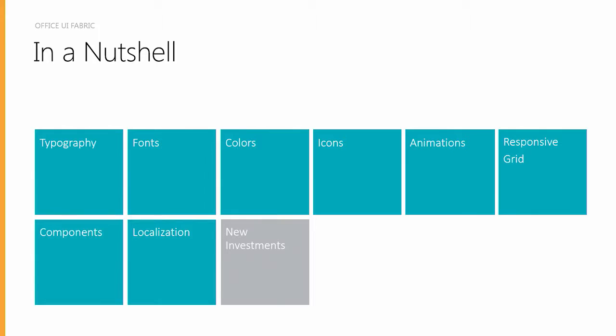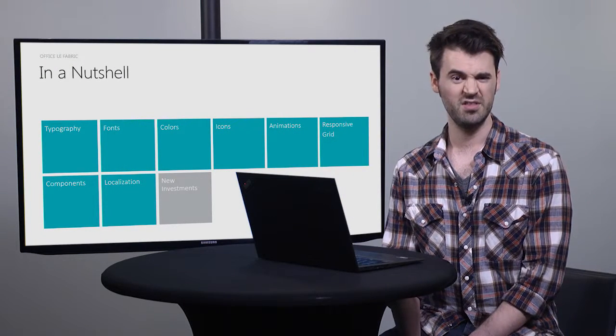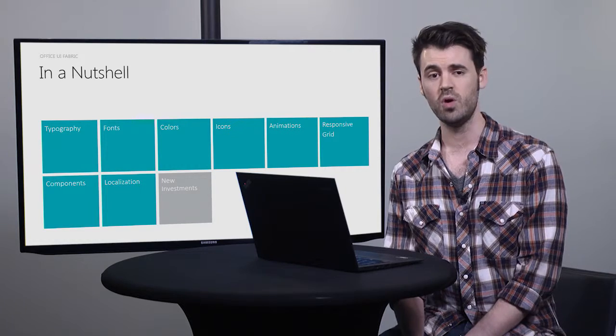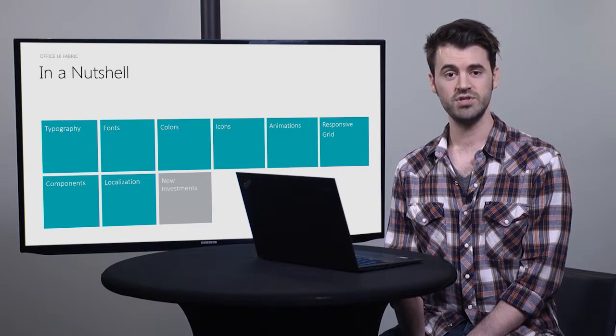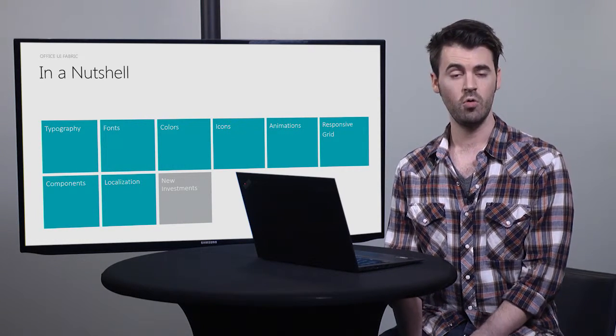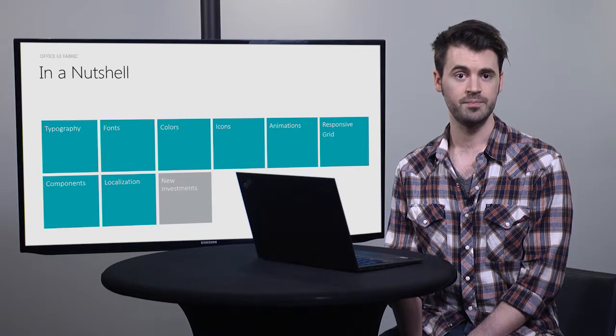So, now that we've talked a little bit about the history and the philosophy behind the toolkit, let's talk about what's actually in there. So you can think of, in a nutshell, Fabric consisting of typography, including the type ramp, fonts like Segoe UI, the official colors that come from the Microsoft Color Palette, the official iconography for Office and Office 365, a slew of animations, a responsive grid similar to Bootstrap's if you're familiar with it, components, including the different types of building blocks for the UI, which I'll get into more later, localization support across some of these assets, and a whole grouping of new investments that we're making as well.